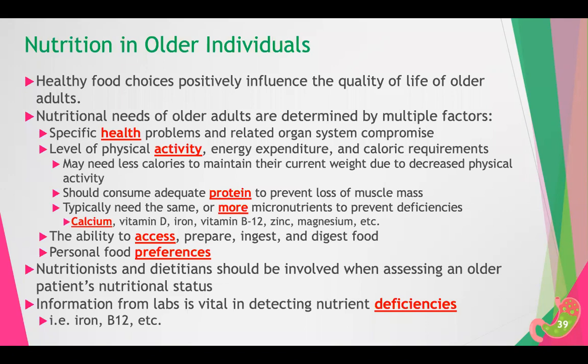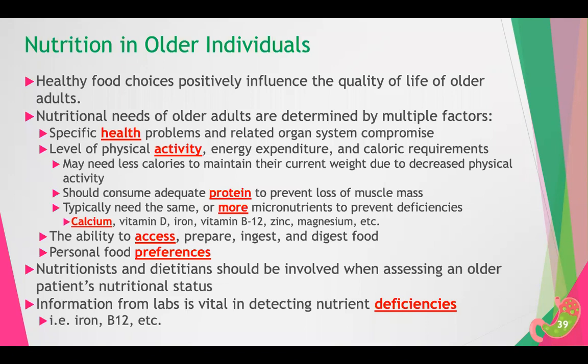So the nutritional needs of older adults are determined by multiple factors, and we did talk about these factors several weeks ago when we talked about a nutritional assessment. But nutritional needs are determined by specific health problems and related organ system compromise. So depending on what type of disorders or conditions they have. It's also determined by their level of physical activity, energy expenditure, and caloric requirements.